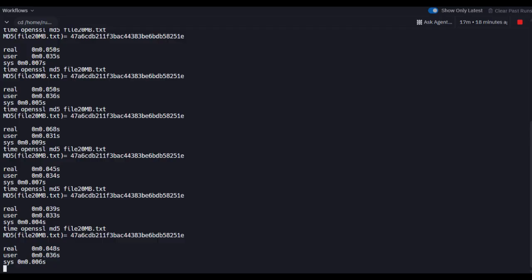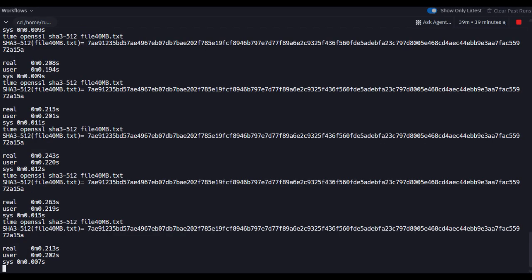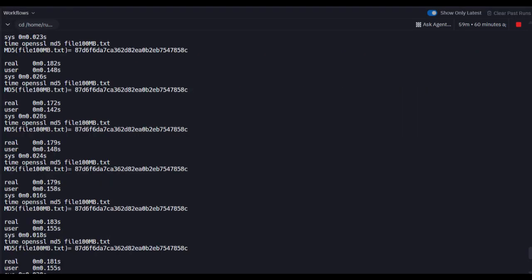We were asked to show screenshots of 3 different data points that we collected instead of showing all 200, which you can see in my first one. It is showing some of the times from me running an MD5 hash on the 20 megabyte file. My second screenshot shows running the SHA-3 512 on the 40 megabyte file. And my third screenshot shows running the MD5 on the 100 megabyte file.